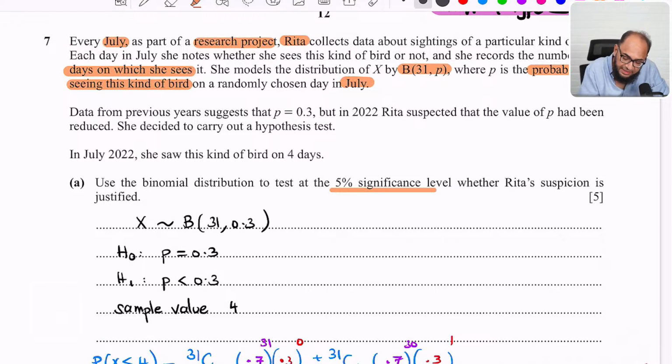Data from the previous years suggest that p is 0.3, but in 2022, Rita suspected, again the claim and the suspicion, that the value of p has been reduced. That was upper tail, this is lower tail. She decides to carry out a hypothesis test. So like a hypothesis test in real life. In July 2022, she saw this kind of bird on 4 days.